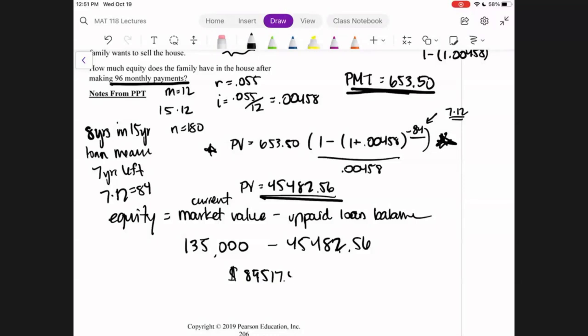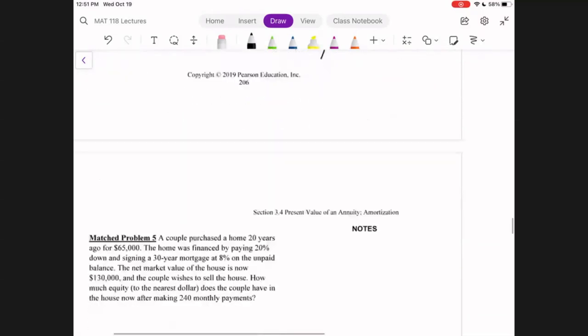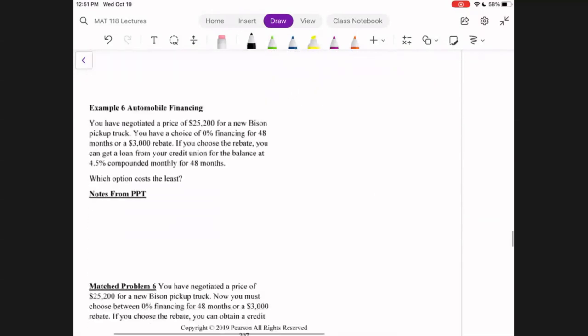89517.44. I don't recall any question like this being on your homework, but there might be one embedded in one of the questions. So if you do have any confusion, just send me an email and we can always talk about it. So, automobile financing.